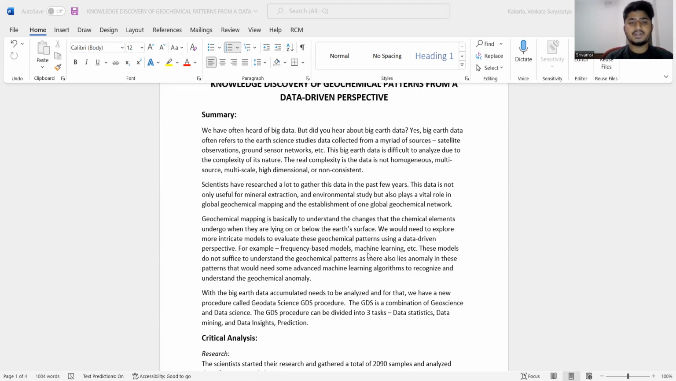These models do not suffice to understand the geochemical patterns, as there also lie anomalies in these patterns that would need some advanced machine learning algorithms to recognize and understand the geochemical anomaly.